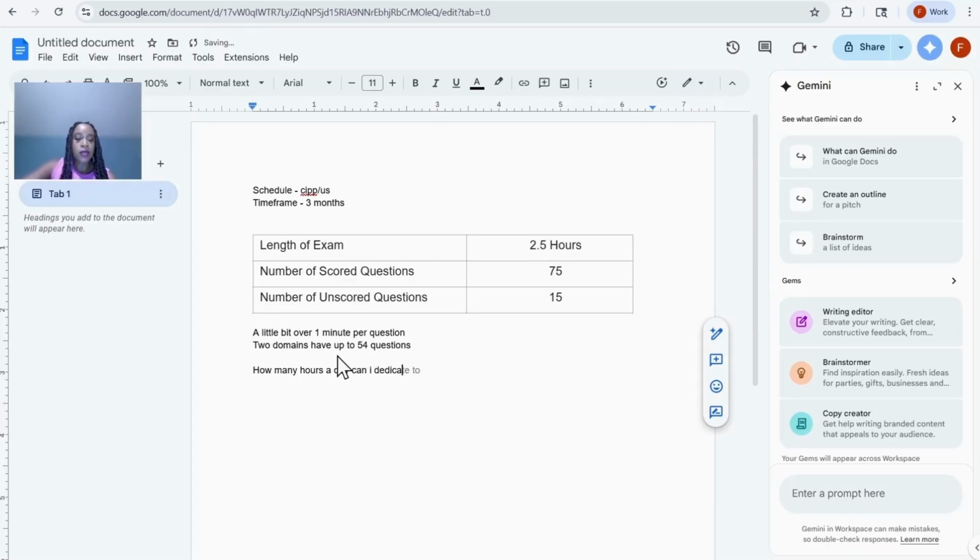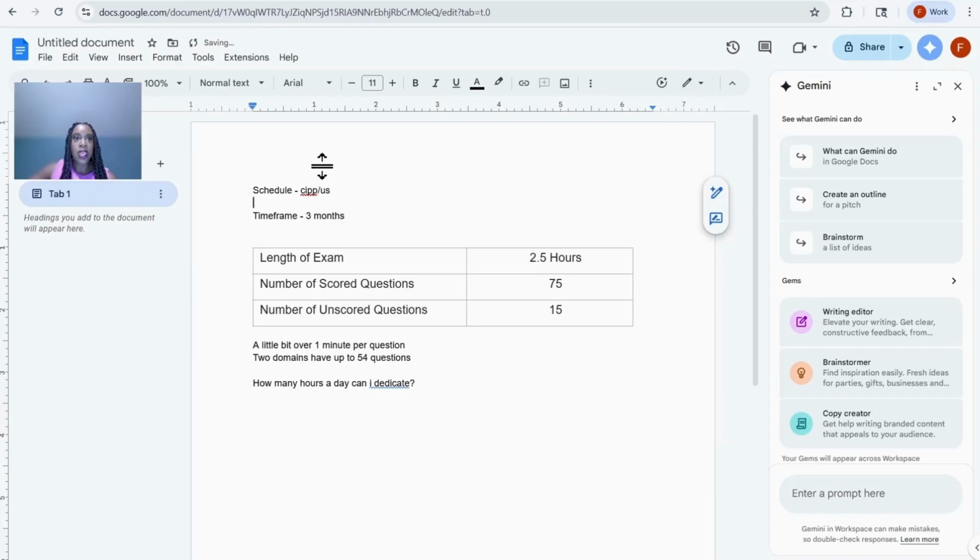And the reason this is really important to know is this is going to influence the materials that you use. If you have more time to study, then you'll have more materials. If you have less time to study, then you're going to be very, very specific about the materials that you spend time reading. How many hours a day can I dedicate? It may be that you want to study at the weekend. You might say, how many weekends do I have?